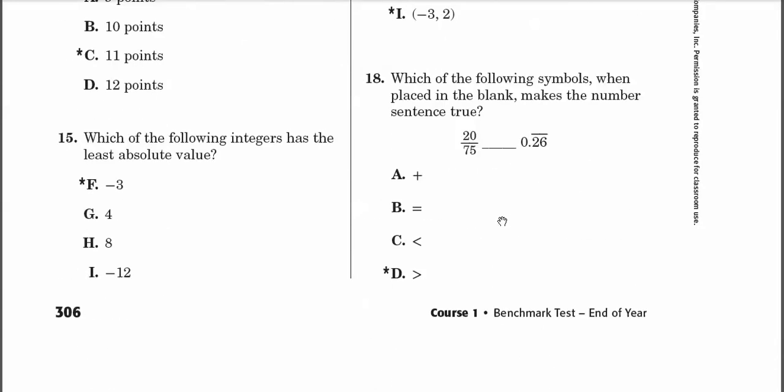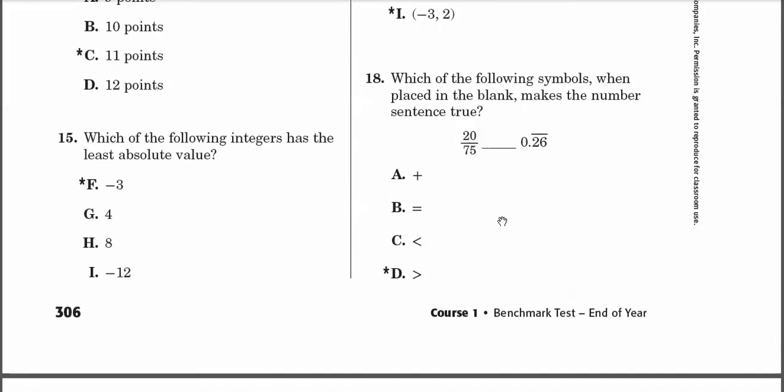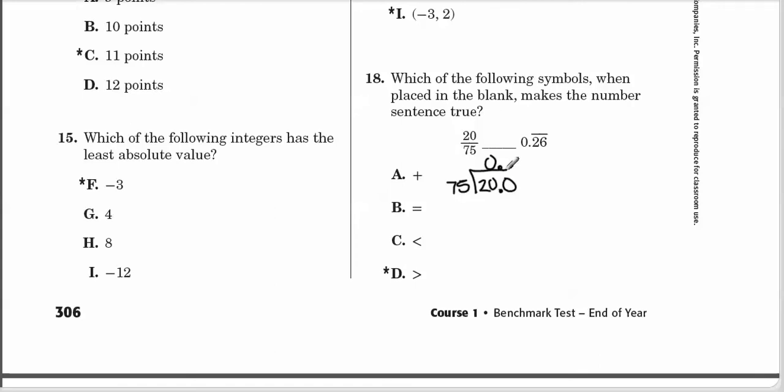18. Which of the following symbols, when placed in the blank, makes the sentence true? 20 75ths or 26 repeating hundredths? Okay, so when we look at this, let's change this one into a decimal. We divide 20 by 75, okay? Well, I can't do that because it doesn't go in evenly, but I can put a decimal point on the end. Okay, so when you divide, you get 75 goes into 200 2 times.